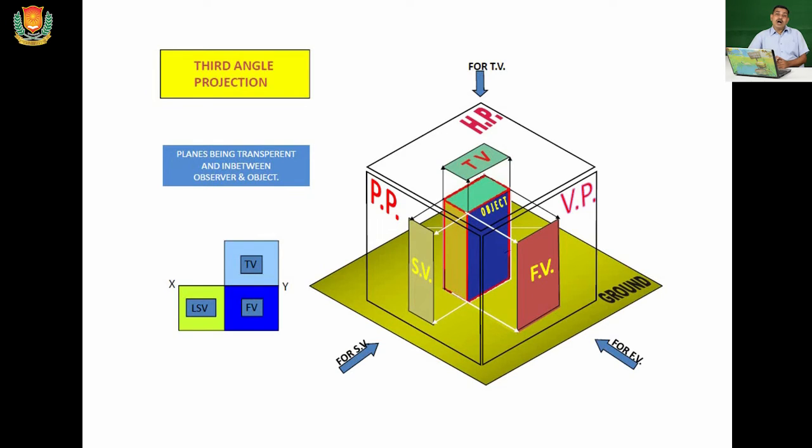So how can you identify whether this is first angle projection or third angle projection? If the front view is on the upper side of the reference line and the top view on the bottom side of the reference line, that is first angle projection.